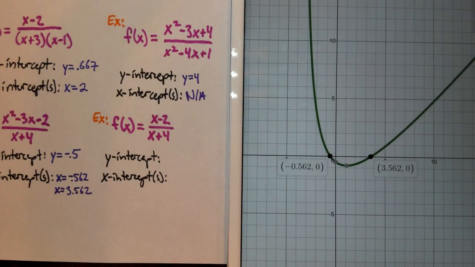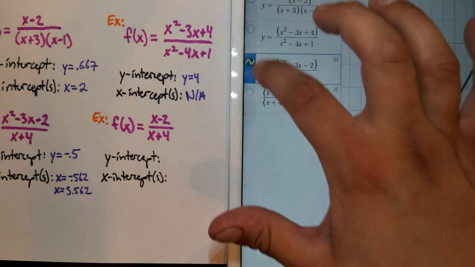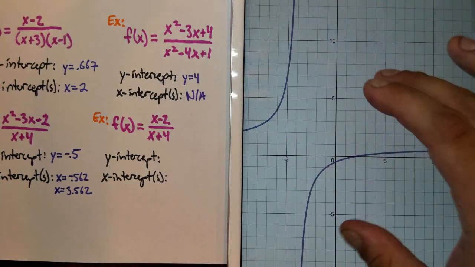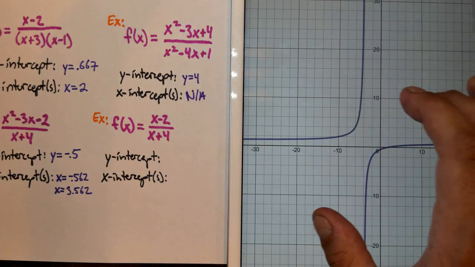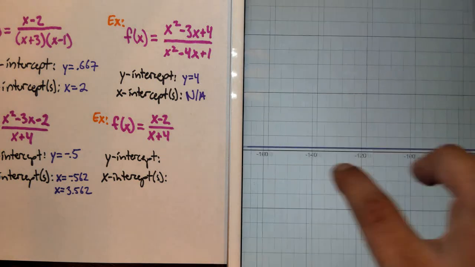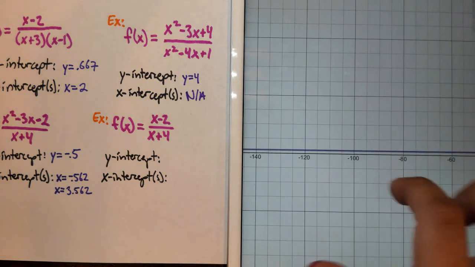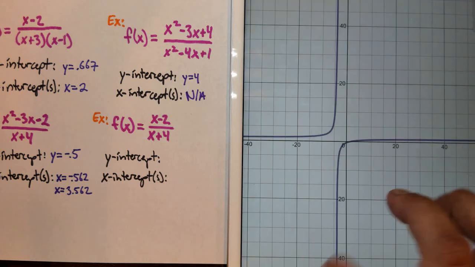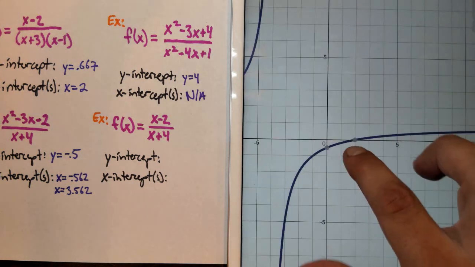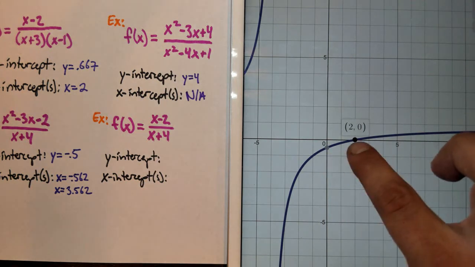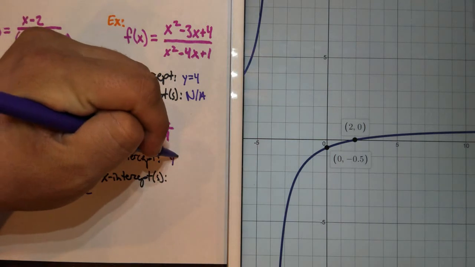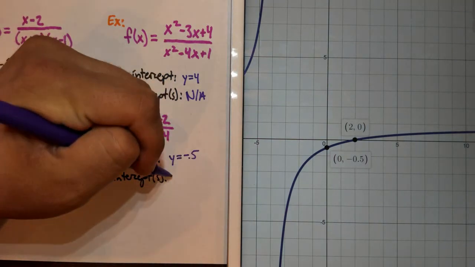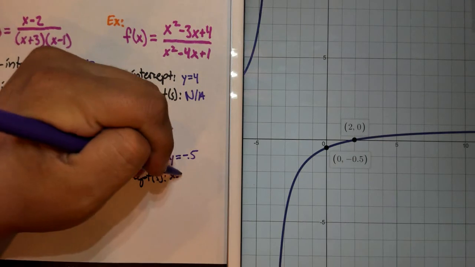And then we've got one more example here. We have (x minus 2) over (x plus 4). I graphed this one for us. It looks like this one, if we go to the left, approaches 0 but never actually crosses that axis. So we're good over there. It looks like our only two intercepts are right here and right there. Let's start with our y. Our y is negative 0.5. And our x-intercept is at 2.